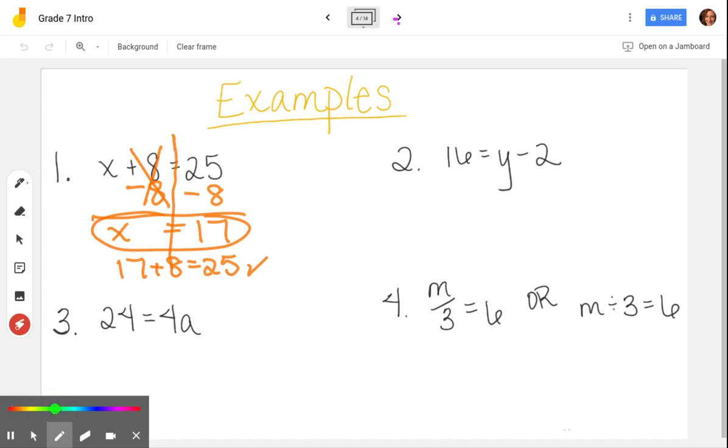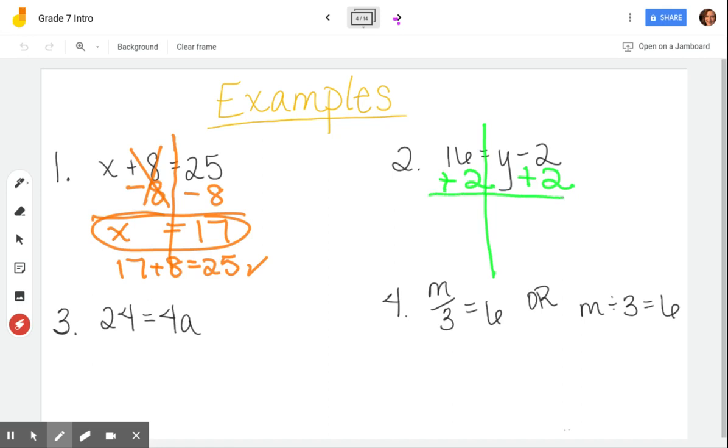On the next one, with my variable, this time I'm looking at the right side. I see a minus 2. The opposite of subtracting 2 is adding 2. So I'm going to add 2 to the right, but again, don't tip that teeter-totter. I need to make the left side 2 heavier as well.